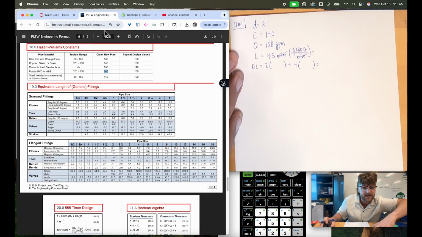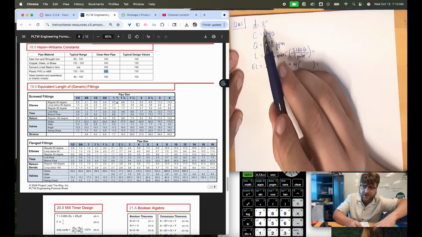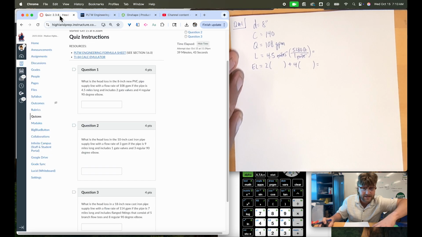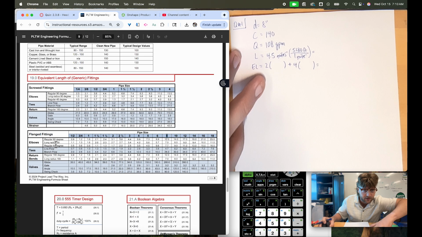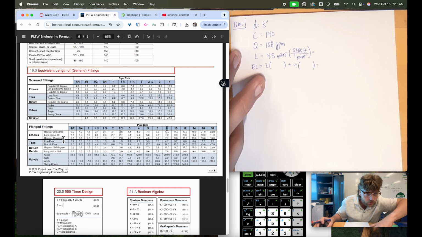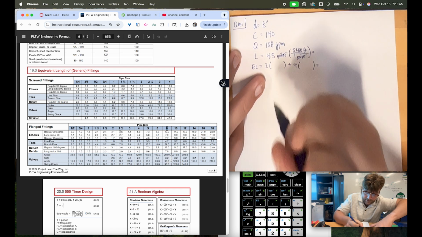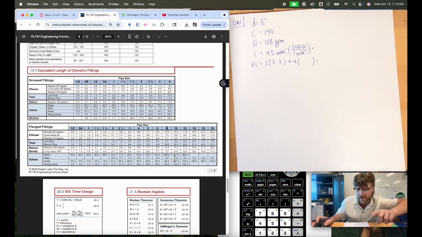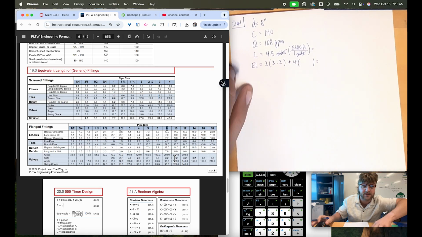All right, so let's go ahead. Let's pop back here. As mentioned, we have an 8-inch diameter pipe, so we're going to go down to flange fittings. And we're going to find the 8-inch diameter pipe. Now, let's see here. So we have 2 gate valves. So what I want to do is I want to look for gate valve. Gate valve, there we go, bingo. So we're going to go ahead and bring it down over here. 3.2 is what the equivalent length is for one of those, and so that's why we're multiplying that by 2, because we have 2 of them.